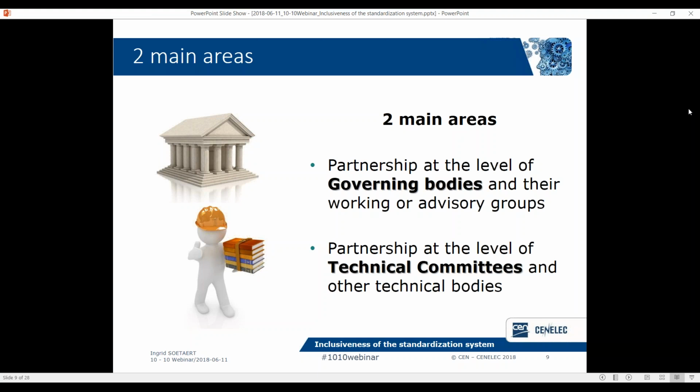The second area is partnership at the level of technical committees and other technical groups, so technical committees, subcommittees, working groups, and others, as they are defined in the CEN-CENELEC internal regulations. The aim here is to ensure high quality and consensus-based technical deliverables.